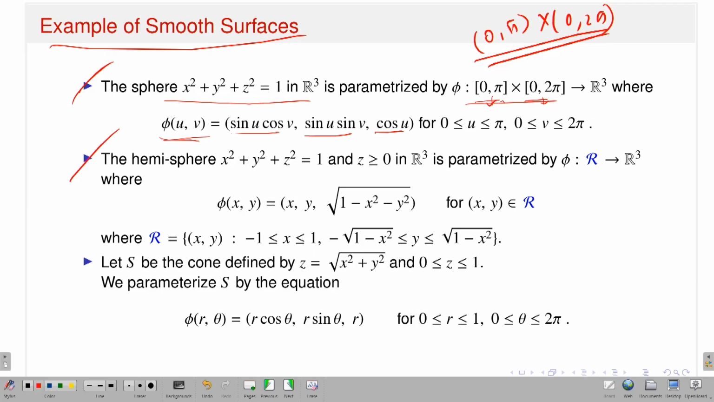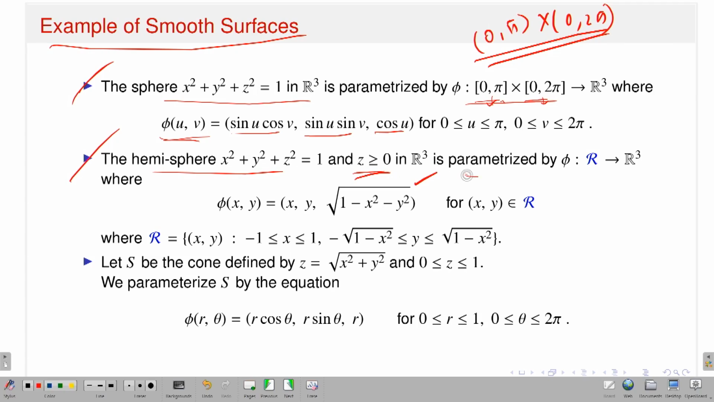Okay. Another one is the hemisphere, that means the portion which lies in the upper half-space. So what is that? It is the hemisphere x square plus y square plus z square equal to 1 with z positive. So what is the explicit representation? It is the collection of all those (x, y, z), where z is plus square root of 1 minus x square minus y square. That means the upper portion I am talking about.